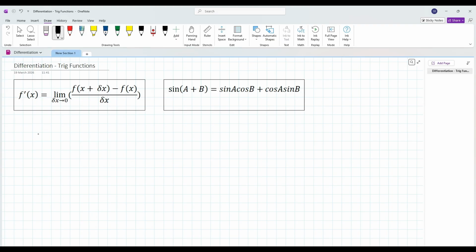So, letting sin x equal f of x, f of x equals sin x. Substituting this into the formula, we get f dash of x equals sin of x plus delta x minus sin of x all over delta x.